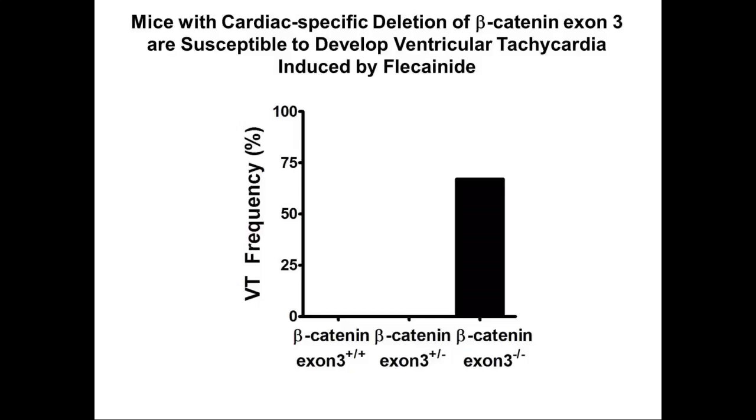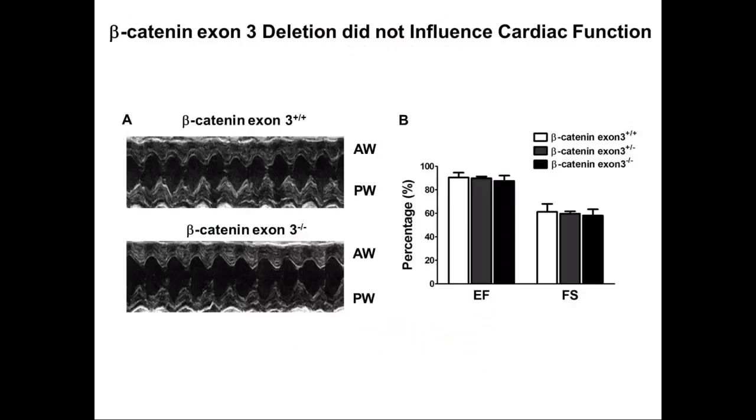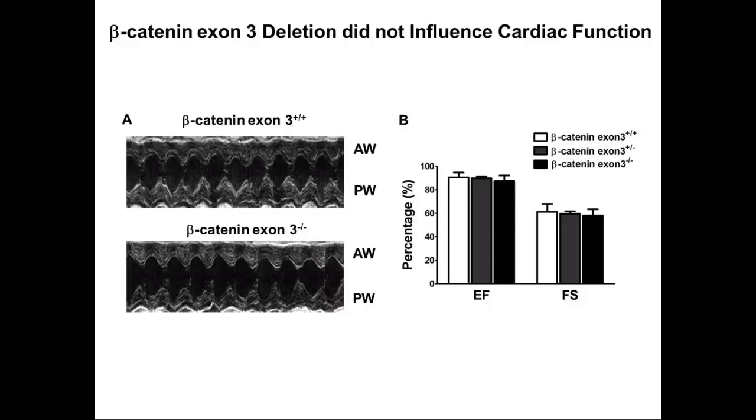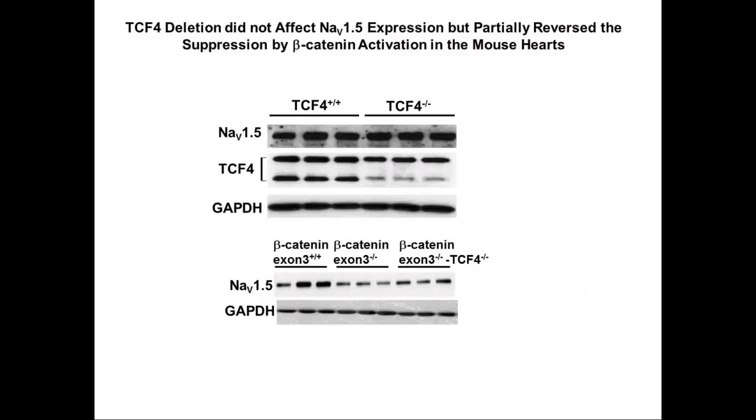So as I summarize the data, it is very interesting from this aspect of the experiments. In 60 to 70% of mice with exon 3 deletion, arrhythmia and VT are induced by this medicine. Also, we found that cardiac function was not affected by the beta-catenin exon 3 deletion. So certainly we use another model.